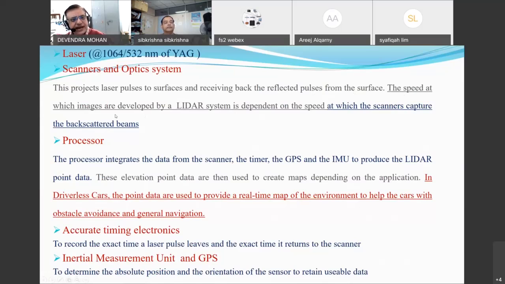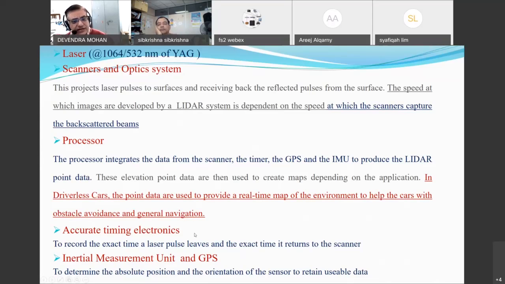The speed at which images are developed by a LiDAR system is dependent on the speed at which the scanners capture the backscattered beams. So the forward and backward image both are important. The processor integrates the data from the timer, the GPS and IMU to produce the point data. These elevation point data are then used to create maps depending on the application. In driverless cars, the point data is used to provide a real-time map of the environment to help the car with obstacle awareness and general navigation.